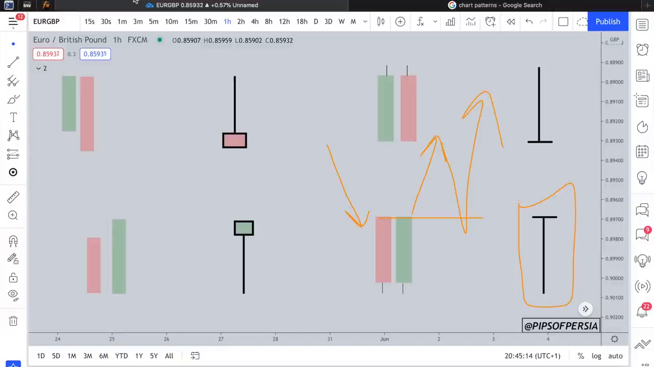But the video tomorrow is going to be for the more advanced people, especially those who have looked into supply and demand as well. And if you haven't looked into supply and demand, hopefully the video tomorrow is going to paint a clear picture as to how you can start to implement it to your own charts.